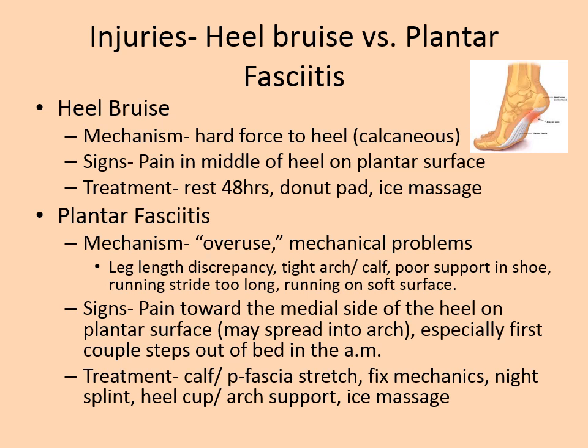And then the person could also use a heel cup, which is a special little insert that goes over the heel in the shoe. An arch support often helps, especially if the person has a very low or a very high arch. And then ice massage over that area can still help.